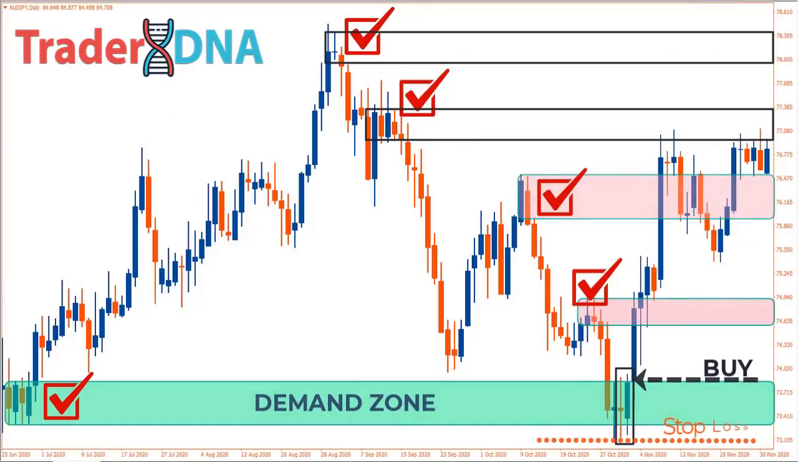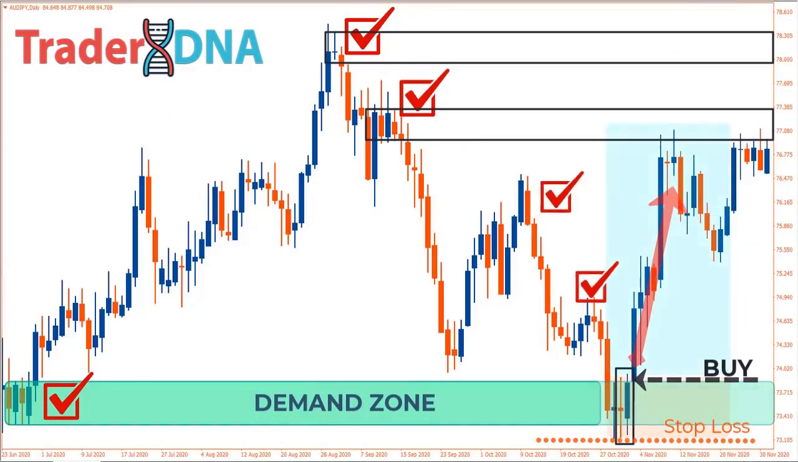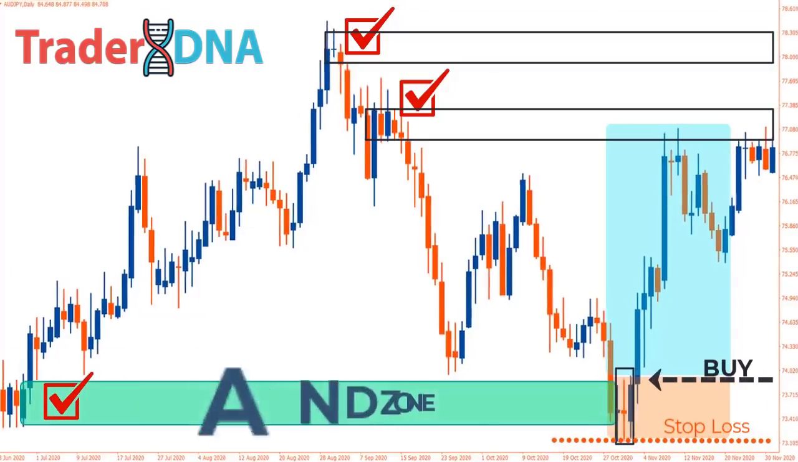If you're trading supply zones, it's the opposite way around. Wait for the price to hit the zone and see if a bearish engulfing pattern forms. If it does, you enter a sell trade and place a stop above the opposite side of the area. Here are other examples of the engulfing candles inside supply and demand zones.